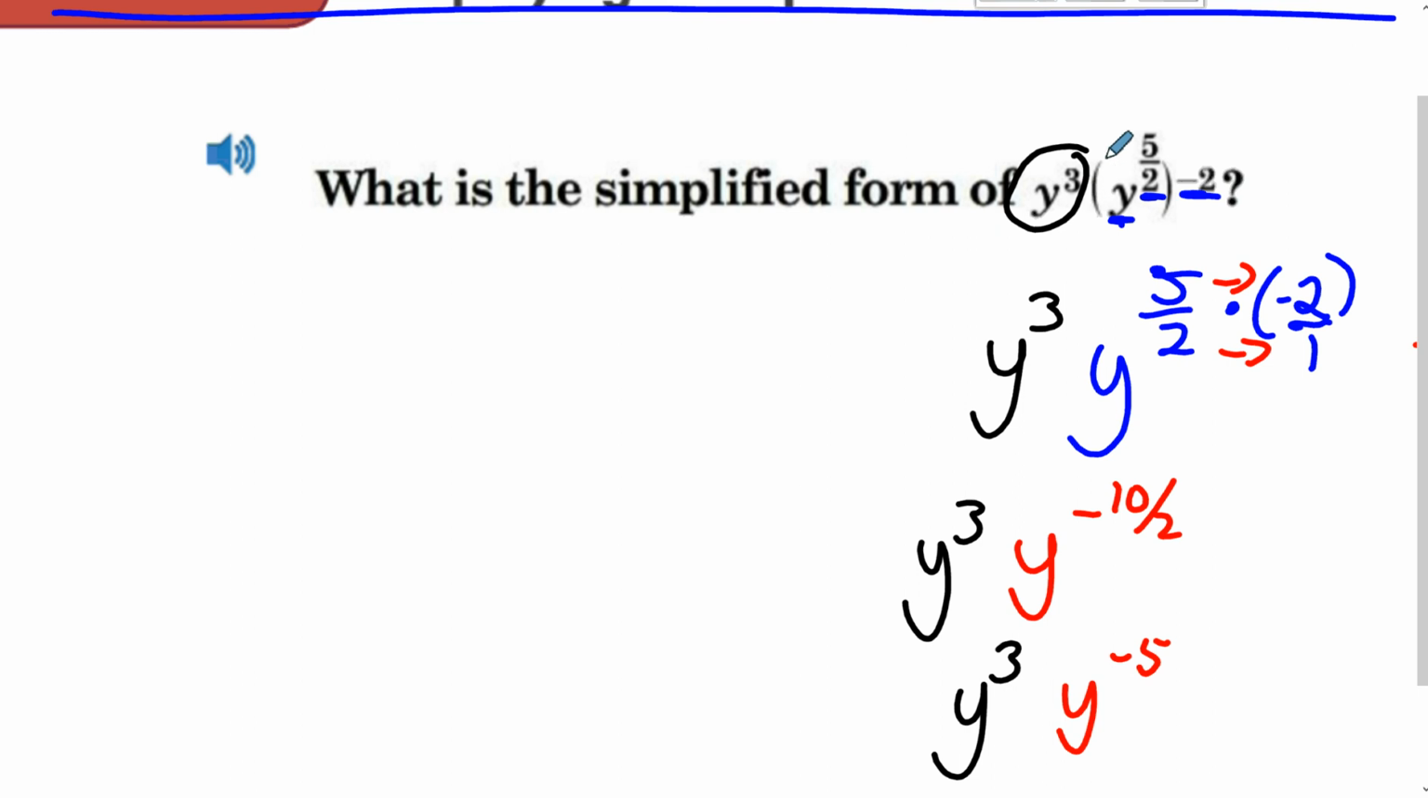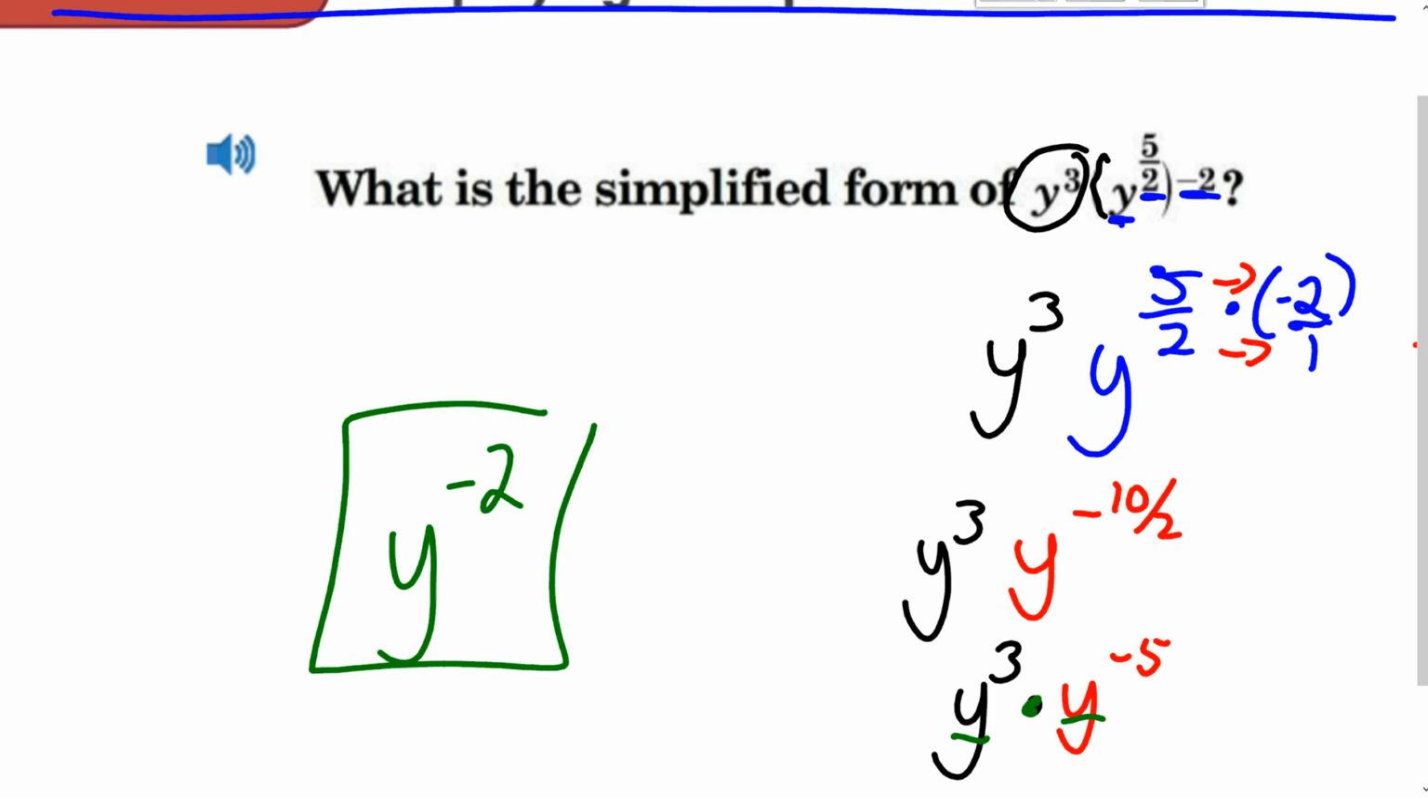And then I'm multiplying, right? Outside the parentheses, multiplication. So this is multiplication. Now when I multiply by the same base, so now you see that we have 2 bases, but they are the same, and we're multiplying, so that means we can add these. 3 plus a -5 is y to the -2. Highlight that answer.